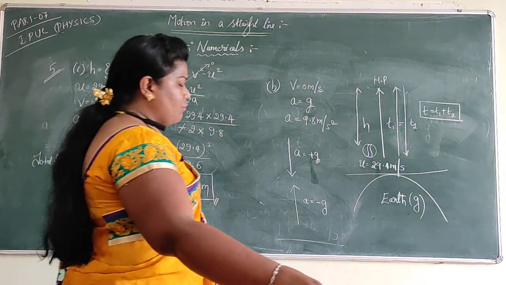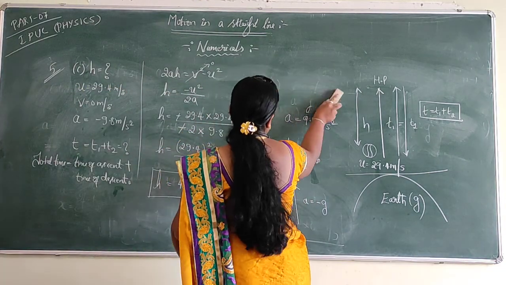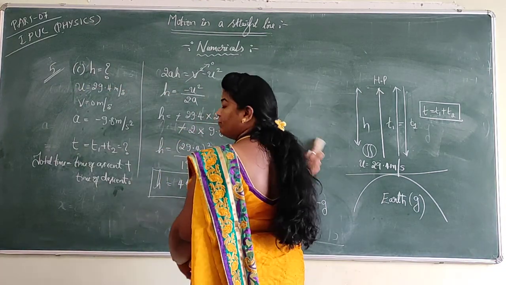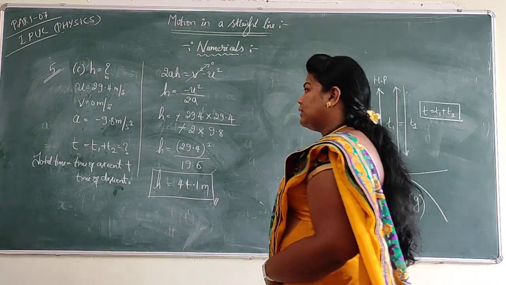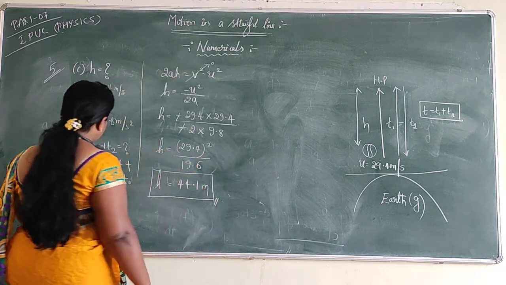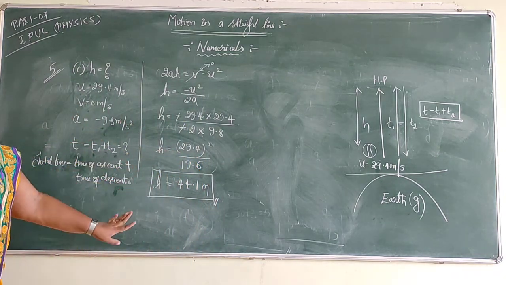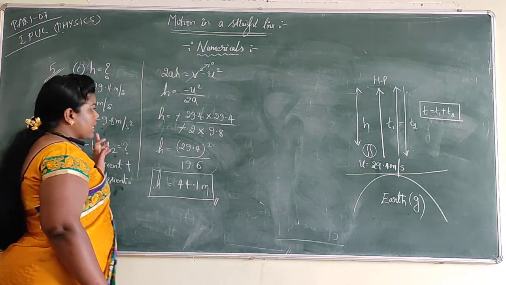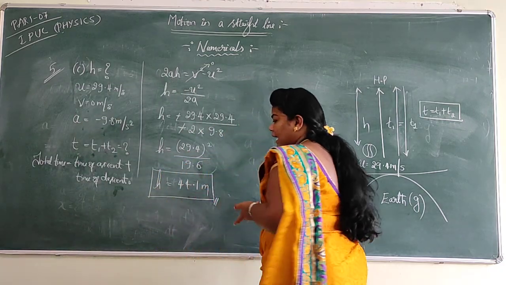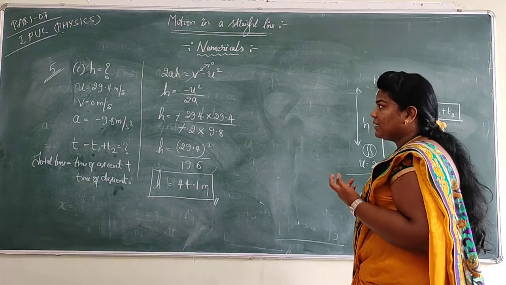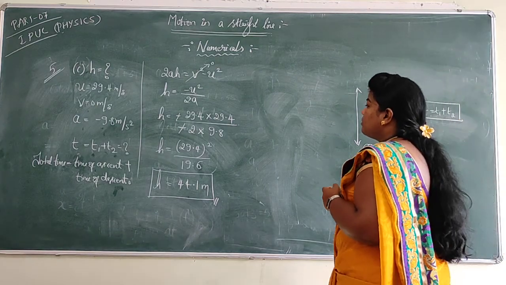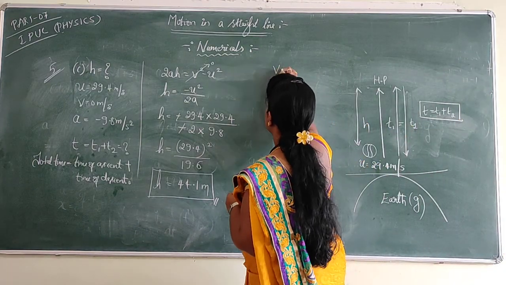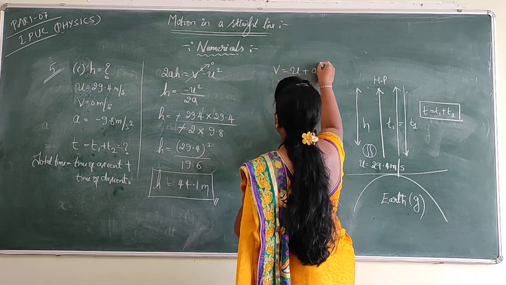Now let us move to the calculation of total time. To calculate the total time, first I should know the value of T1 and also the value of T2. Now we have the height h. Then we can use two different formulas for the calculation of the time, or else we can use a simple formula, that is v is equal to u plus at.